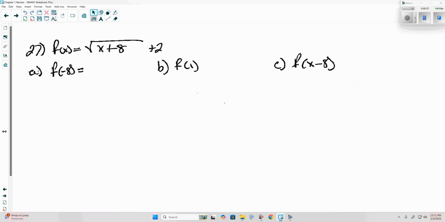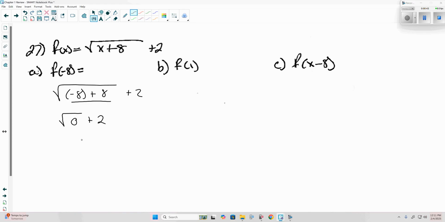So for A, we're looking at f of -8. So we're going to replace x with -8. Oh, wait, can you do 28 too? Okay. Now -8 plus 8 is 0. Square root of 0 is 0. So f of -8 is 2.